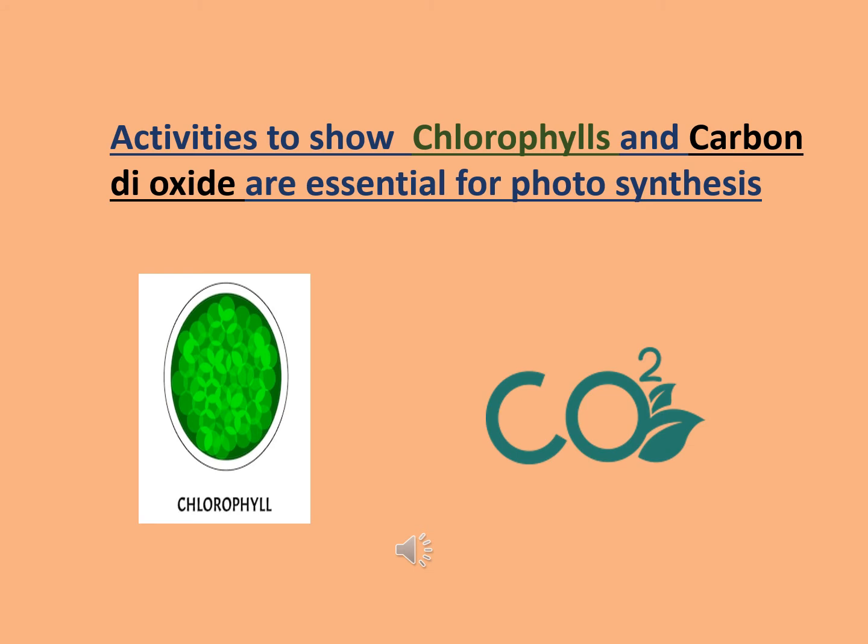In the next following slides, we are going to learn about two activities. One activity is there to understand how chlorophyll is important in the process of photosynthesis, and another activity is about the requirement of carbon dioxide for the process of photosynthesis.